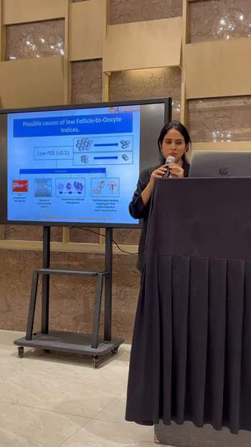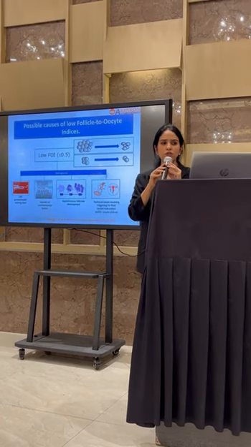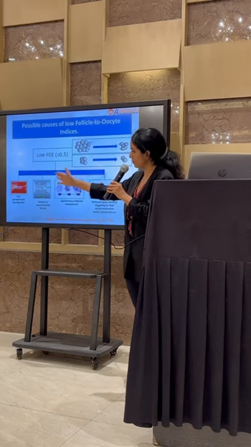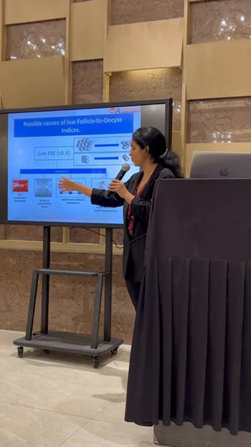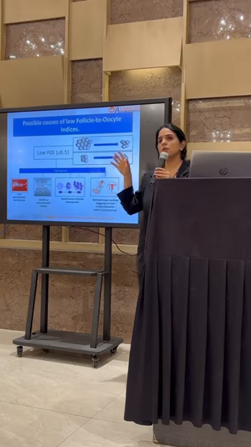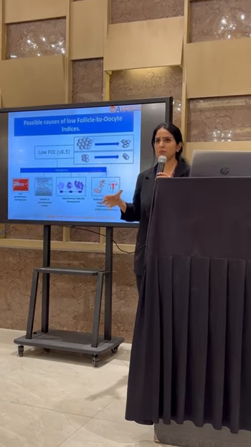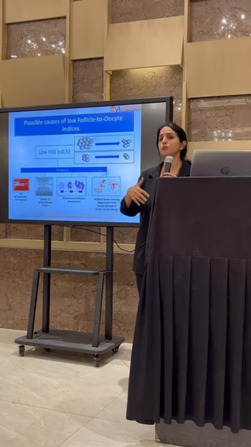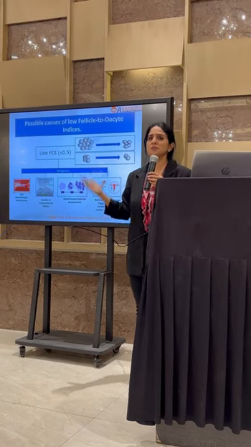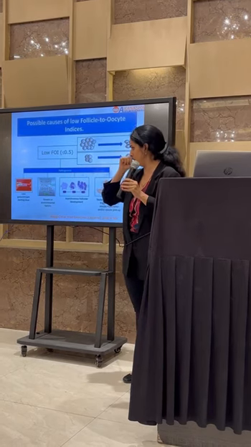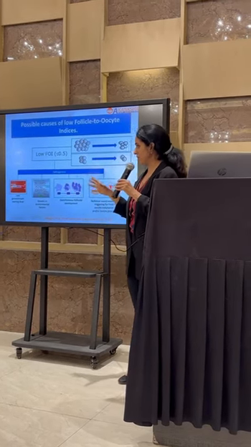Now, what can be the possible reasons for low follicular to oocyte indices? First of all, the starting dose of gonadotropin is low. This is more in the cases where we are not accounting for other factors, like the patient being very obese, a previous poor responder, or of advanced maternal age, where a higher dose is required, but still we start with a lower dose. So this can be one of the factors.